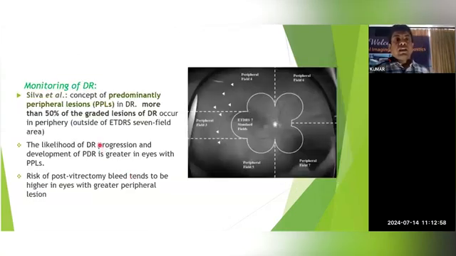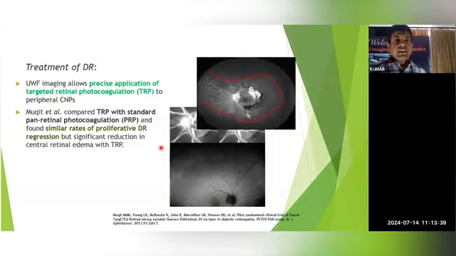This is one concept called predominantly peripheral lesions, which was introduced by Silva et al. This is the standard ETDRS 7 standard field in the DRS study. They studied the lesions outside these 7 fields and classified the lesions into predominantly peripheral and predominantly posterior. The eyes which had more than 50% lesions outside these 7 fields, as you can see here, were classified as predominantly peripheral lesions. They found that eyes with predominantly peripheral lesions had a greater risk of progression of diabetic retinopathy in the future, and also if they undergo vitrectomy, the risk of rebleed is higher in these patients.